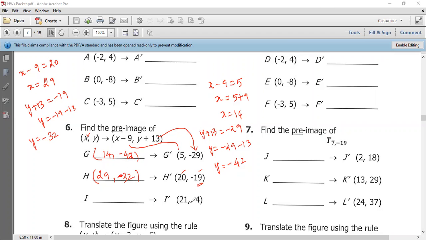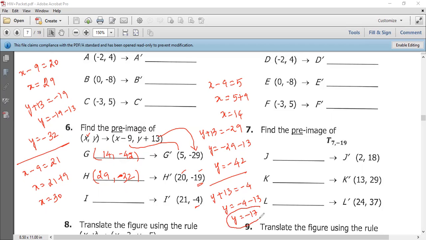Same way you have to go for this one. So I'm just equating x minus 9 to 21. So x will be 21 plus 9, x will be 30 then. Same for your y value, y plus 13 will be minus 4. Equating the y coordinates, y is equal to minus 4 minus 13, which is minus 17. So I'm just writing the x and y values: 30 comma minus 17. Okay, so this is the reverse process.